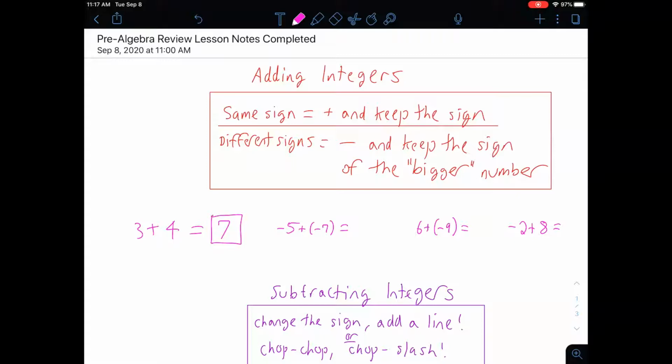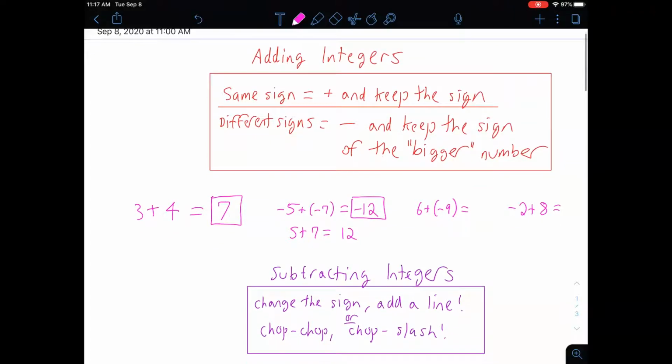All right? -5 plus -7, are those same signs or different signs? Those are the same signs. This is -5 and -7, so we're going to add them up. What's 5 plus 7 going to be? 5 plus 7 is 12. And then what's the sign? We're going to keep the sign the same. Well, the signs are both negative, so we're going to keep it negative. Okay?